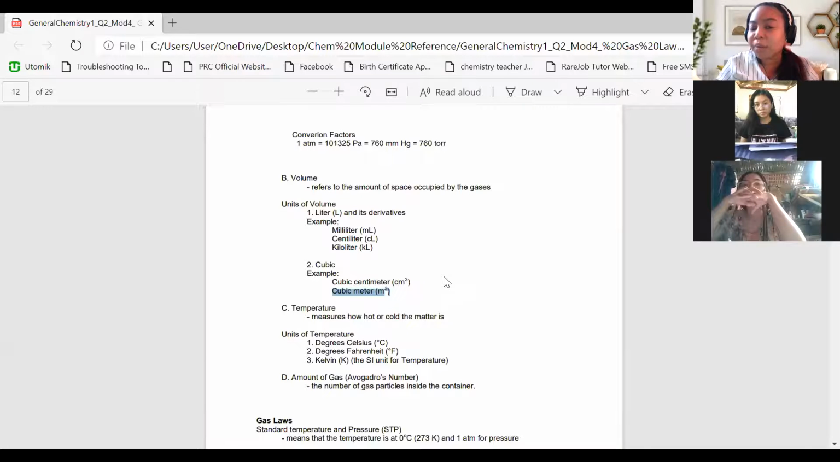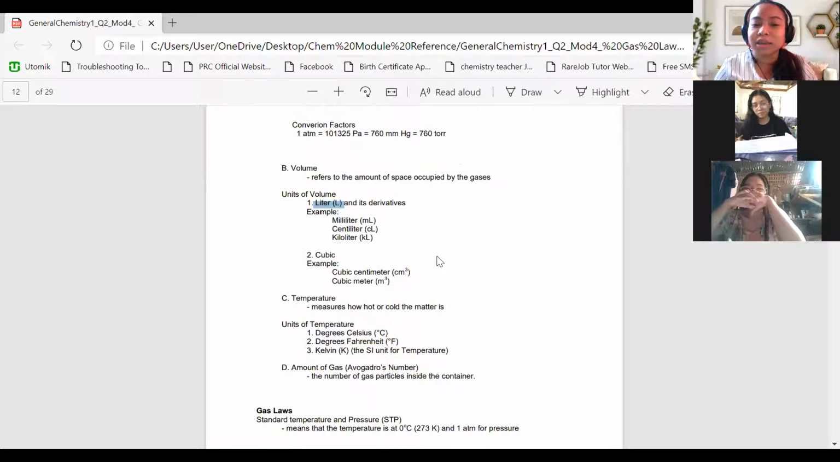But most of the time, we do not use that because that is a very large amount of volume. We just focus on liter. So, even though that is the SI unit, we use the liter. It is similar to pressure, even though Pascal is the SI unit, but most of the time in our calculations, we use ATM.